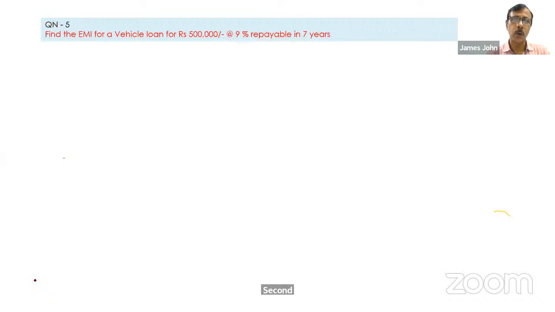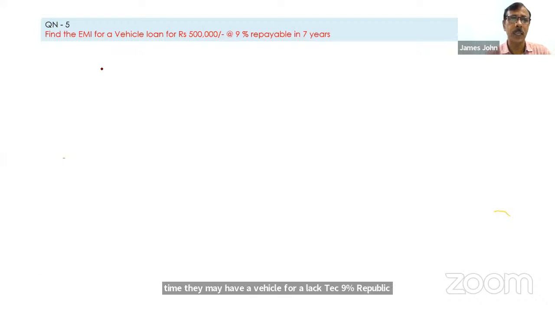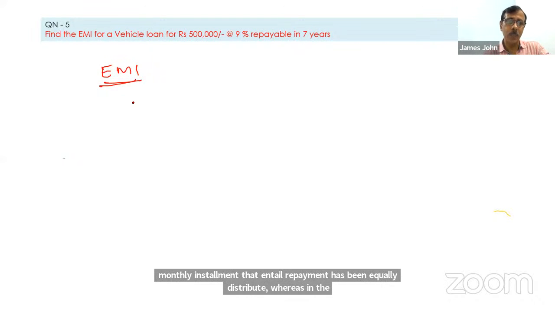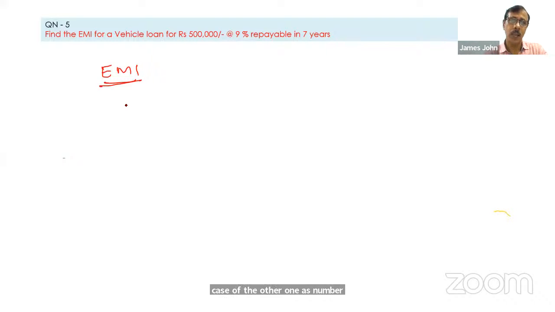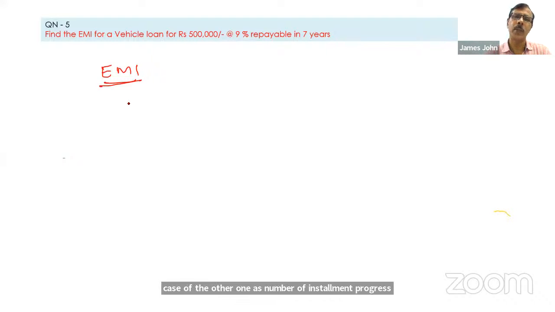Find the EMI of a vehicle loan of rupees 5 lakh at 9% repayable in 7 years. Now, this is a straight question on EMI. EMI stands for Equated Monthly Installment. All of you are familiar because all our retail loans come under EMI: vehicle loan, housing loan, education loan. We fix EMI. What is the difference between equal installment and equated installment? In the case of equated monthly installment, the entire repayment has been equally distributed, whereas in the case of the other one, as the number of installments progress, the amount will be less. Here it is equal. So that is equated monthly installment.